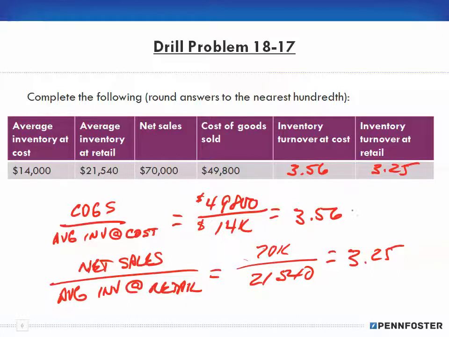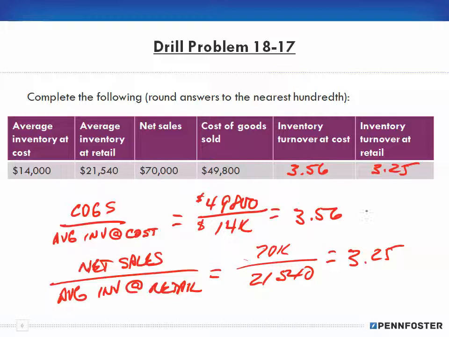Okay, but these two numbers in and of themselves don't mean anything. If I'm looking at 3.5 and 3.25, obviously that's better than 1. Meaning I bought my inventory and sold it once during that entire period of time. But notice I had to choose the number 1. If I just look at 3.5 or 3.25 in and of itself, they don't mean anything. You have to have some other number to use as a comparison.